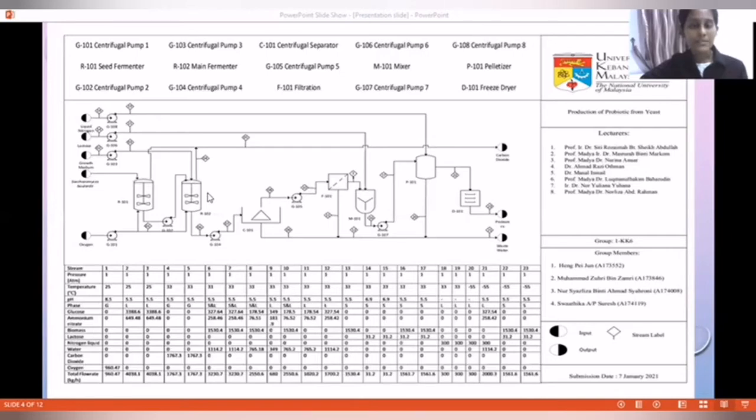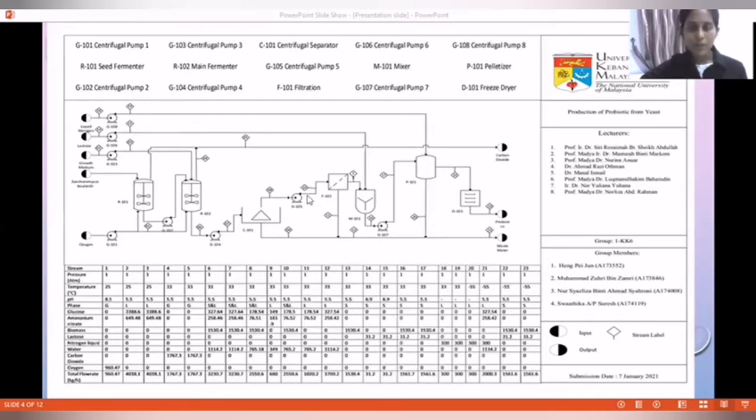The first step is where a pure yeast strain of Saccharomyces boulardii will be cultivated in the seed fermenter. Then, the expanded seed is fed into the main fermenter to produce more yeast with a supply of oxygen and growth medium. The third step is where the fermented broth from the main fermenter that contains biomass, which is the yeast, and waste such as remaining glucose, ammonium nitrate, and water goes to the centrifugal. This is to make sure that the biomass is concentrated as the wastes are removed.